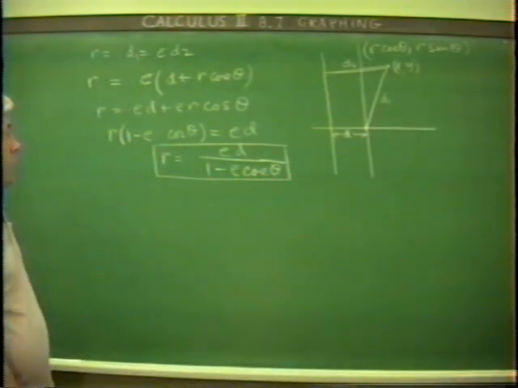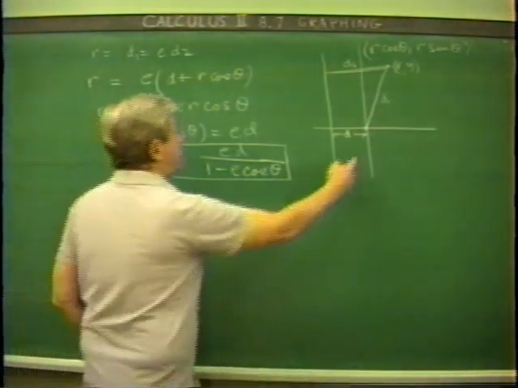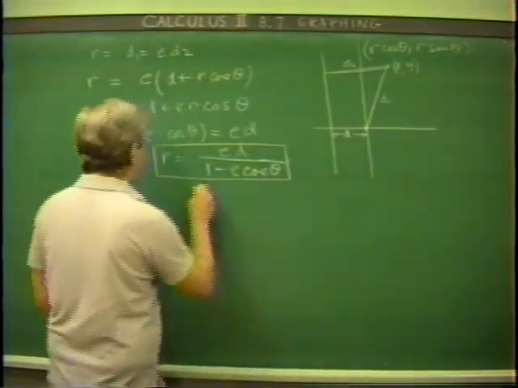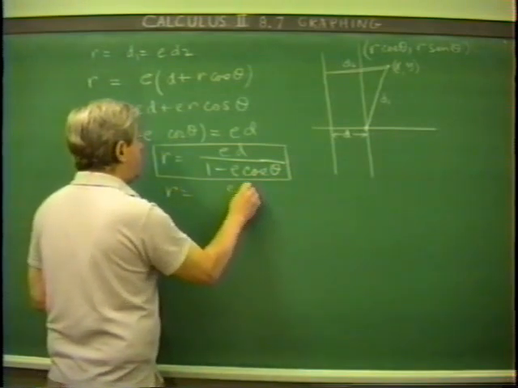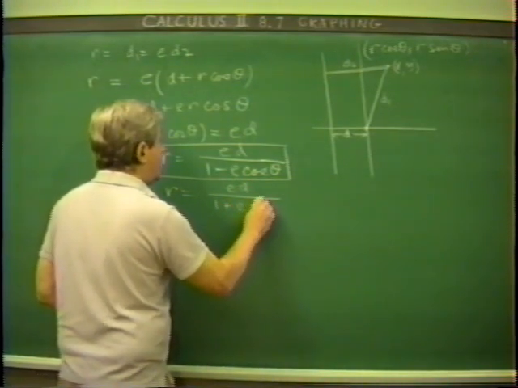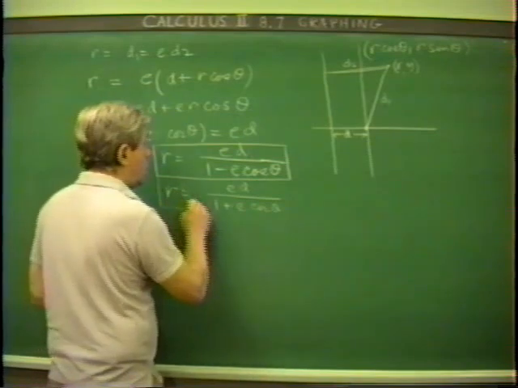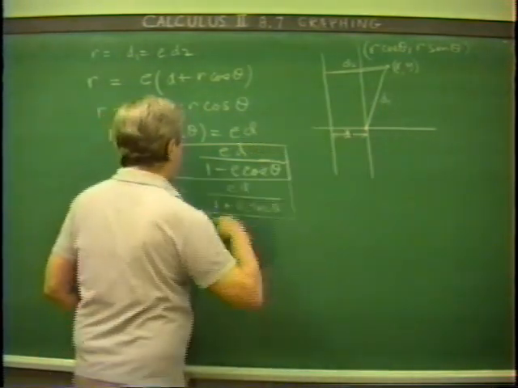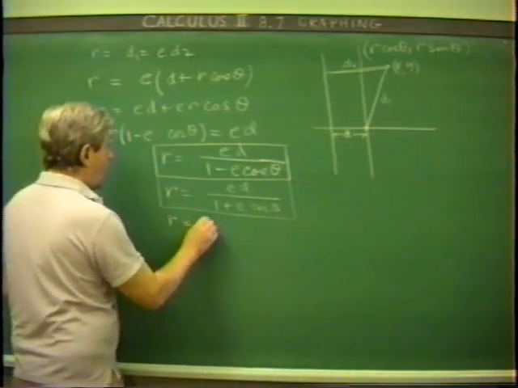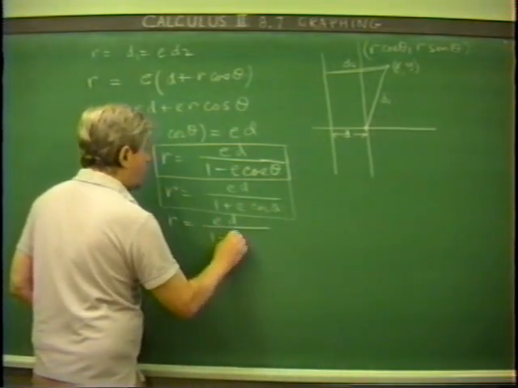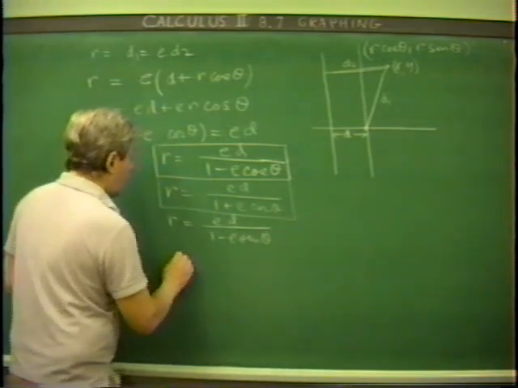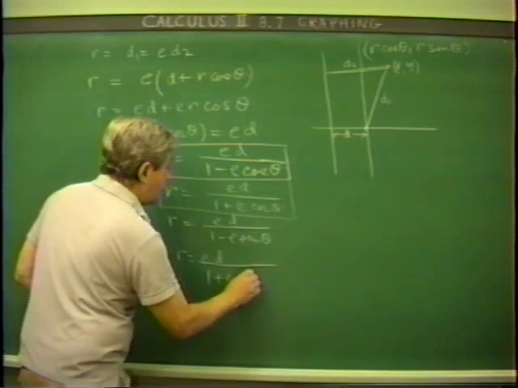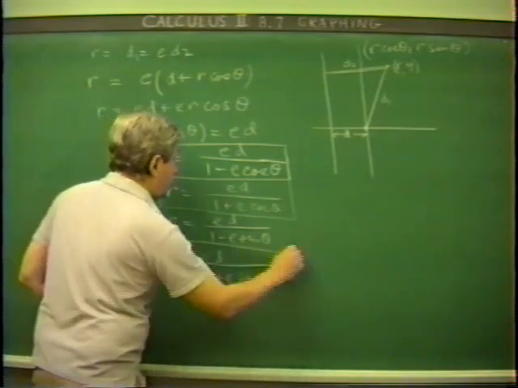So this is the equation of a conic where the directrix is placed to the left of the origin. Right? If we place the directrix to the right of the origin, we're going to get r is equal to ed over 1 plus e cosine theta. Right? If we place it above or below, we're going to get respectively r is equal to ed over 1 minus e sine theta, and r is equal to ed over 1 plus e sine theta.